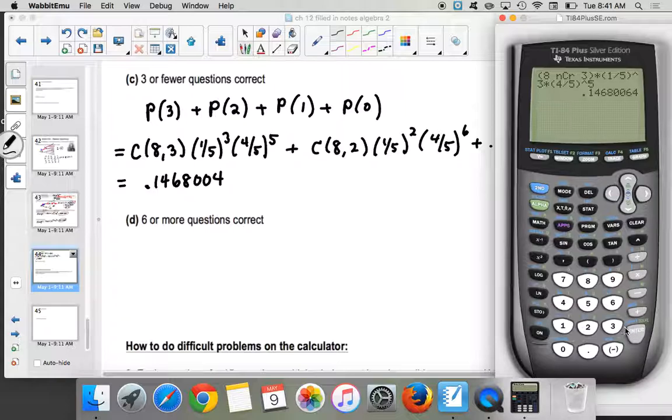Do you guys see entry? It's where the enter button is. It pulls up the last thing that you did. And now what numbers are we going to edit? Well, now we need 8 choose 2, 1/5 to the 2, 4/5 to the 6. Does this make sense? We're just changing those numbers. So I get 0.293600128.